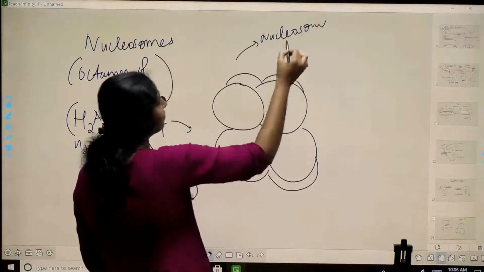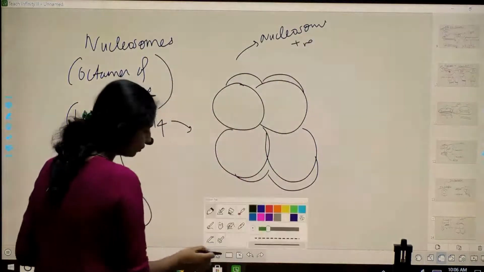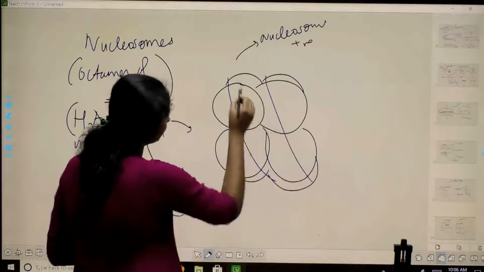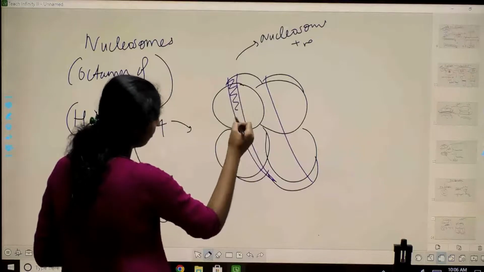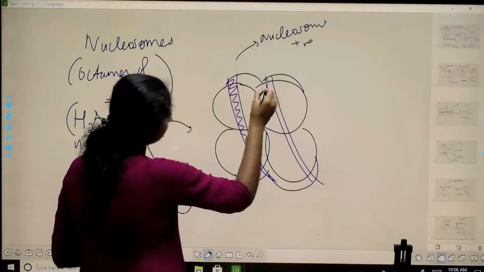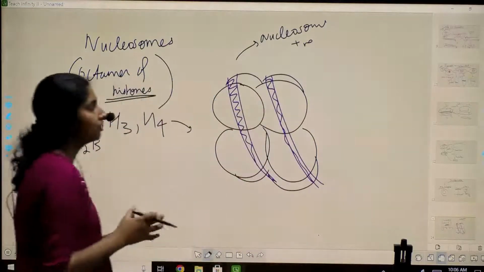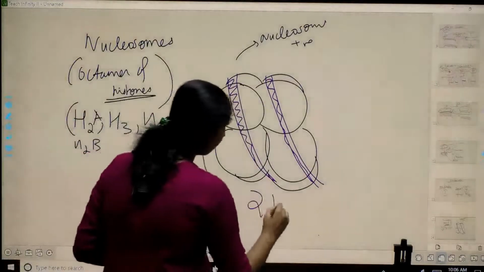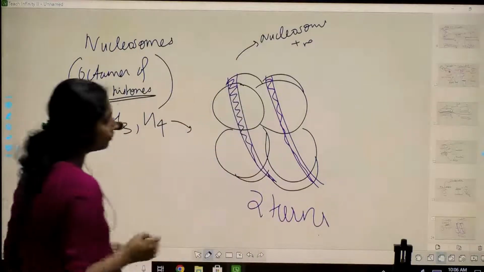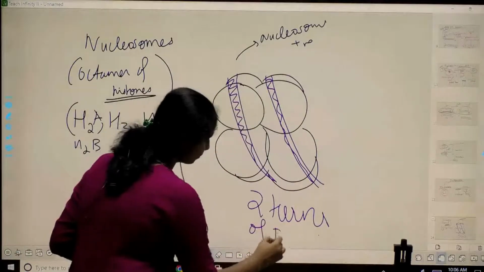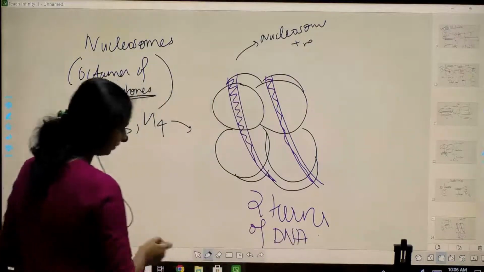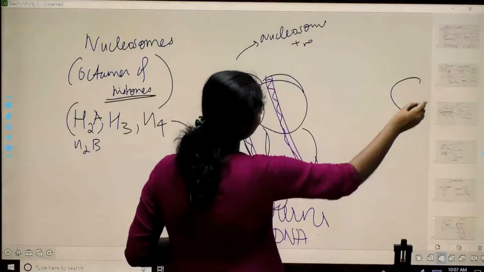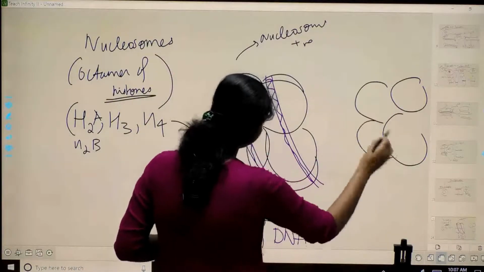Now this nucleosome is again positively charged. Now to this nucleosome, DNA is tightly packaged. Now to these nucleosomes, DNA is tightly wound. There are 2 turns of DNA per nucleosome. Right. So if this was one nucleosome, we would have another nucleosome here.